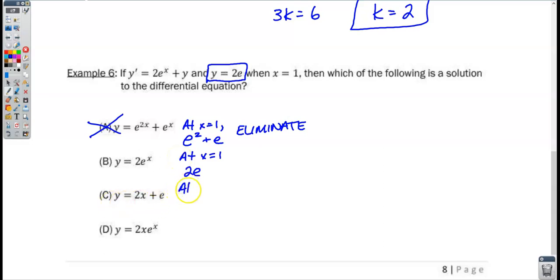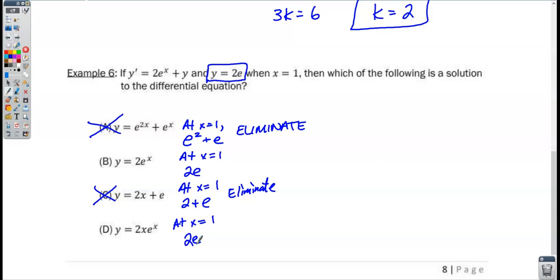I do the same thing for this one. At x equals 1, this is 2 plus e. So again, I can eliminate that as an answer choice. And at x equals 1, this one is 2e, so that one's still alive. So I could eliminate both of those choices, A and C, just by using the initial condition.